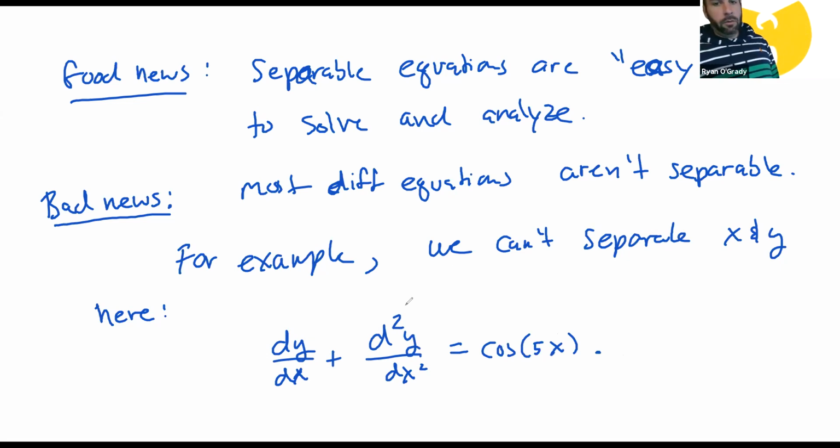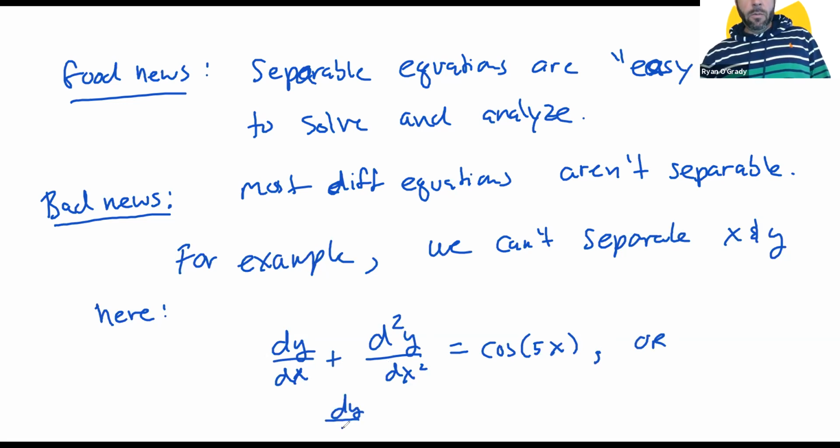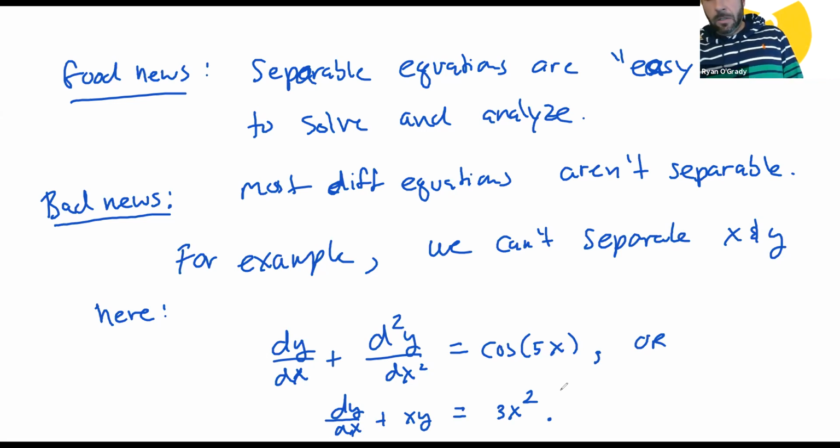Now you might say, well, that's a little different beast, O'Grady, because there's a second derivative involved. And that's true, but I can give you one with the first derivative that's also not separable. So let's give you another example. What if I just had dy/dx plus xy equals, say, 3x squared? So you can't get the x's and y's separated there. So we have to come up with another strategy.